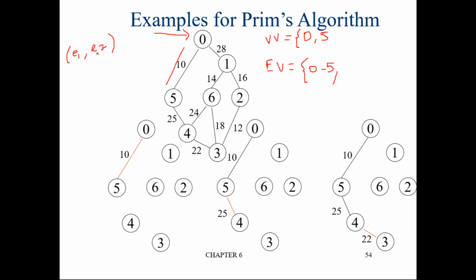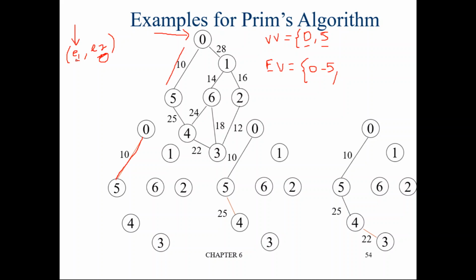So now we have to identify such an edge from the graph in such a way that E1 is already in the spanning tree, but E2 is not in the spanning tree, and also it should be a minimum cost edge. Currently, how many vertices are in the tree? 0 and 5. These are the two vertices, since this is the only edge we have added, 0, 5. So we have to identify such an edge in such a way that E1 is in the tree.